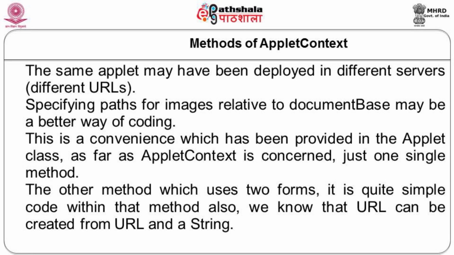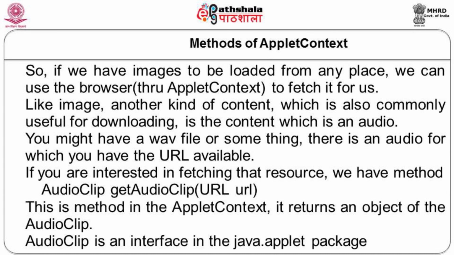As far as applet context is concerned, there is just one single method. The other method, which uses two parameters, has quite simple code within it, because we know a URL can be created from a URL plus a string. So if we have images to be loaded from any place, we can use the browser to fetch it for us. When I say browser, I'm talking about the applet context. We use the applet context, which in turn asks the browser to do it. And so images can be fetched.